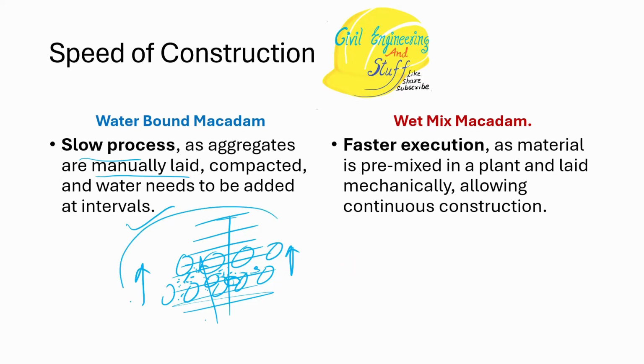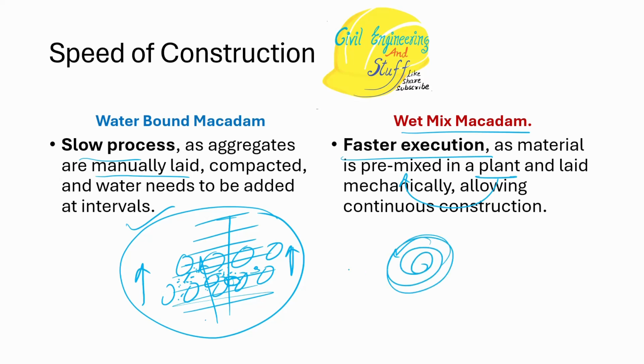So this overall is a very time consuming process, while in wet mix macadam you have a much faster execution, as in the plant the material is pre-mixed. You formulate the gradation, you add the binding fine aggregates and everything at the optimum moisture content level, and you mix it in the mixing plant. Then you simply take it to the field, lay the material and compact it with a paver compactor. Done.